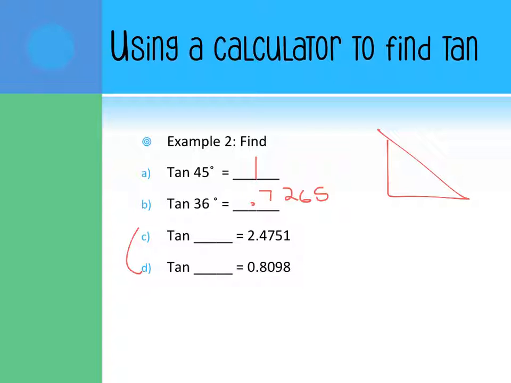Okay, for the angle measures, we're either going to round it to the nearest degree or to the tenths place. In this case, we're just going to round it to the nearest degree, and it's going to be 68 degrees. Question? Okay.